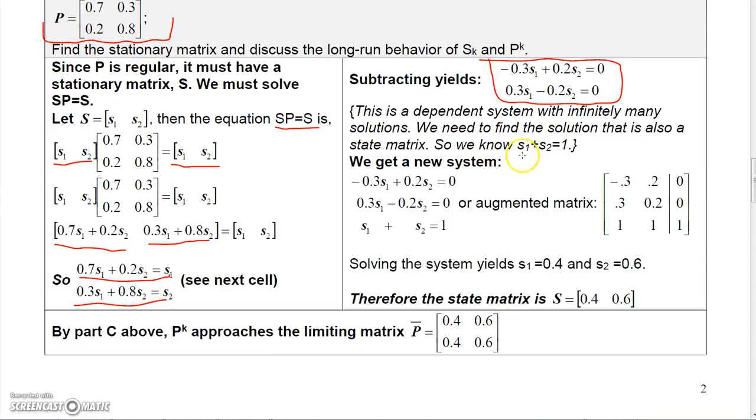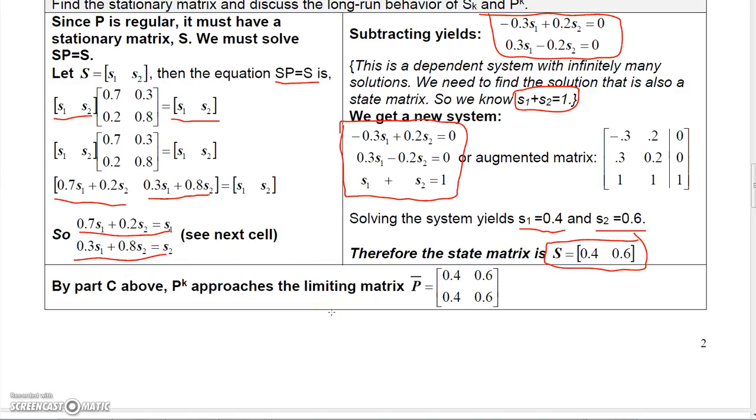To help us solve this, we know that S1 plus S2 has to equal 1 because they're probabilities. So we can put these three equations together and solve the system on a calculator. If you solve this system, you'll get that S1 is 0.4 and S2 is 0.6. I'll let you row reduce that matrix to find that. Therefore the state matrix here is 0.4, 0.6.